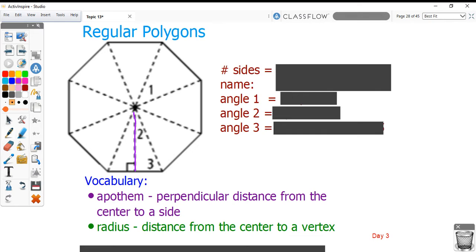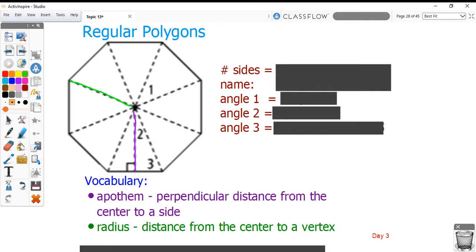And the radius, we've heard that word before when we talked about circles. This time we're talking about it in terms of polygons. We say that a radius is the distance from the center point to a vertex. I'll outline one of those in green. That right there would be an example of a radius.